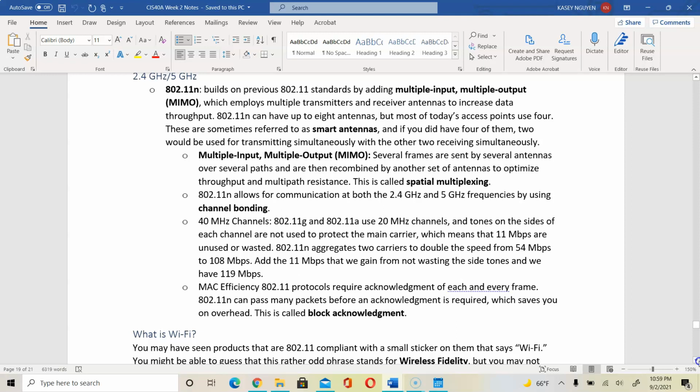So for the efficiency for 802.11 protocol, this required frame-by-frame acknowledgement, and 802.11n can pass many packets before acknowledging it, which saves overhead and it's able to have faster throughput. So that was one of the first 802.11 standard that actually break the barrier of just 54 megabit per second. So it was able to go higher.